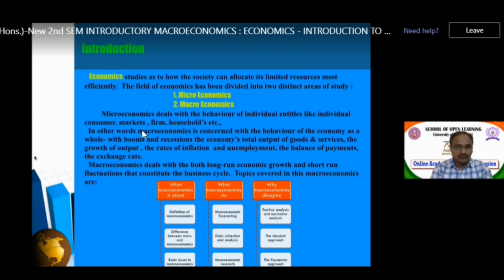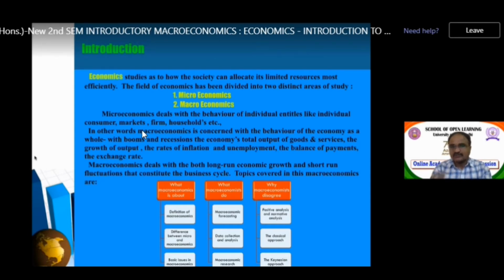Macroeconomics is used to do forecasting, data collection and analysis, macroeconomic research, and so on. The third part we learned is why macroeconomists disagree. Sometimes some economists agree with certain theories and concepts, and sometimes some economists do not agree. Different economists have different theories and concepts, so sometimes they agree and sometimes they do not.